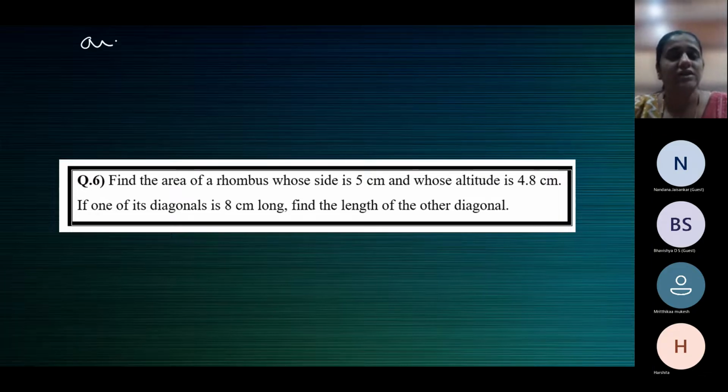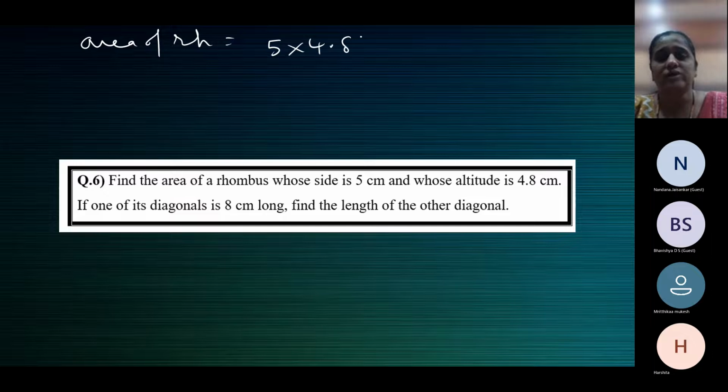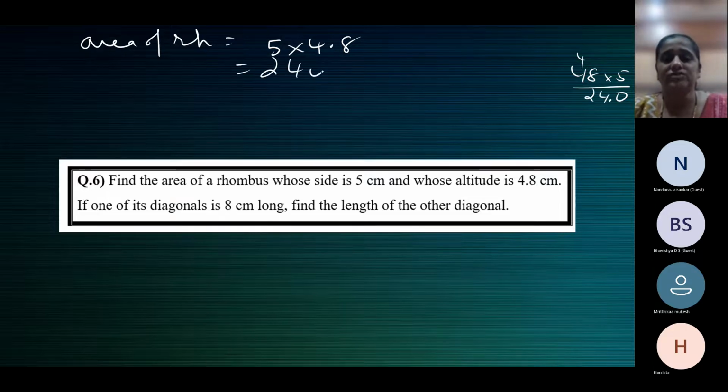Let's work it out. Don't write anything yet. Area of rhombus is equal to base into height. So 5 into 4.8. 48 into 5: 8 fives are 40, 4 fives are 20, 24, and a decimal point. So 24 centimeters square is the area of the rhombus.